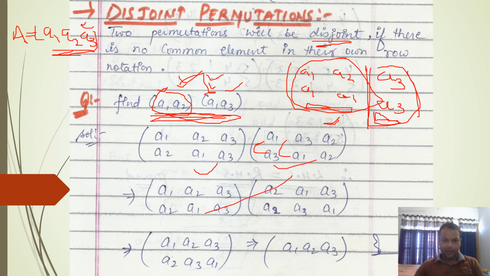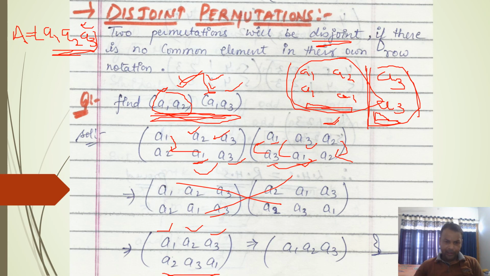Now this step is not required here. How to multiply? A1 is associated with A2, and in this case A2 is associated with A2, therefore A1 will be associated with A2. In the second case, A2 is associated with A1 and A1 is associated with A3, so A2 will be associated with A3. It is correct. A3 is associated with A3 and A3 is associated with A1, so A3 will be associated with A1. So this is our result.